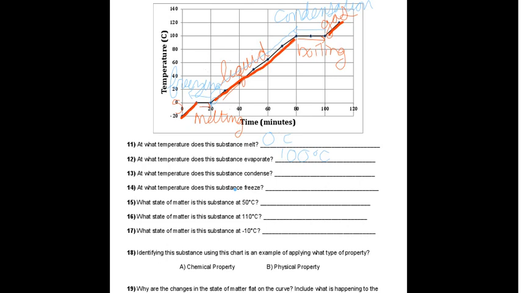Number 13 asks, at what temperature does the substance condense? Find condensation up here, or condensing. That's here. And it is also 100 degrees Celsius. Make sure you put your units. The next question asks, at what temperature does the substance freeze? Well, you look up on the graph. Here is where a liquid freezes into a solid. So the temperature is 0 degrees Celsius.